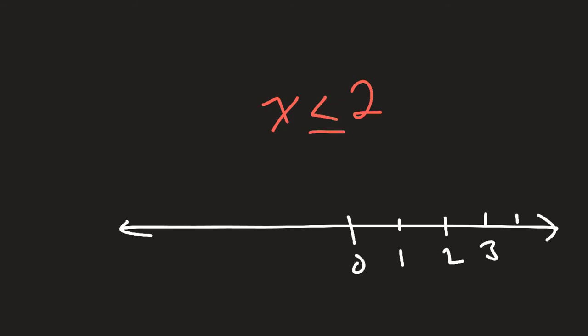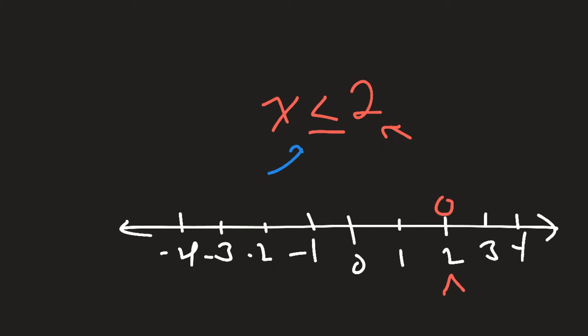2, 3, 4, -1, -2, -3, and -4. So again, I'm going to start by looking. Where do we start? We start at 2, so I'll draw my circle. The next thing we look at is: is this a greater than, less than symbol, or is this a greater than or equal to, less than or equal to symbol?